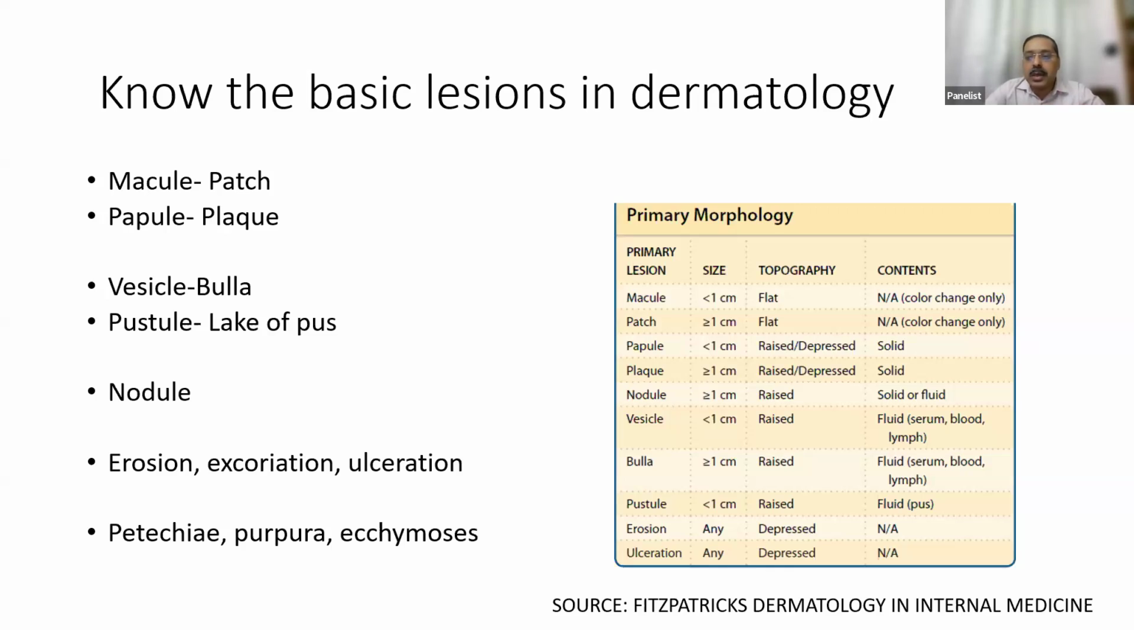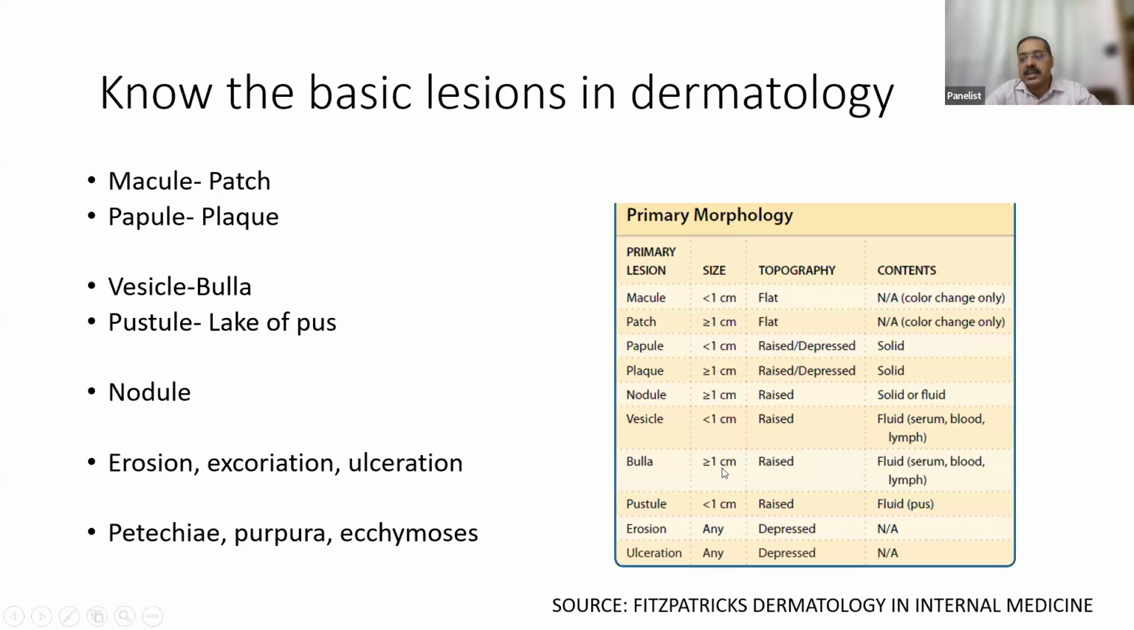And you would notice macule, patch: less than 1 centimeter and greater than 1 centimeter. Papule, less than 1 centimeter and plaque, greater than 1 centimeter. Nodule is usually greater than 1 centimeter. Vesicle if it is less than 1 centimeter, and bulla if it is more than 1 centimeter.